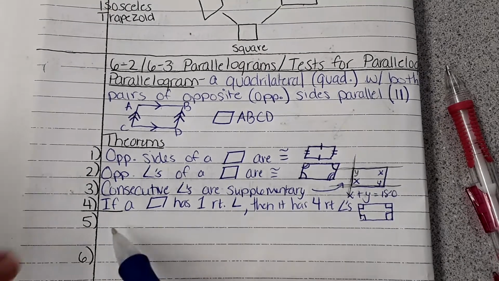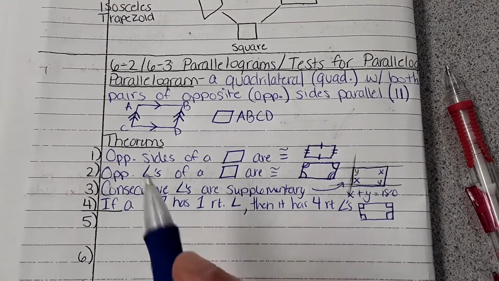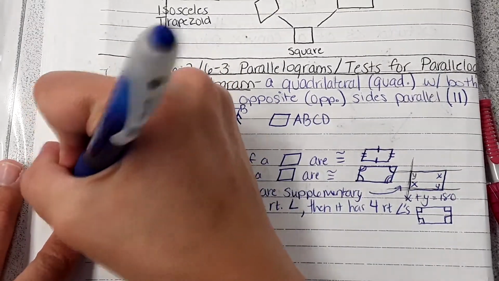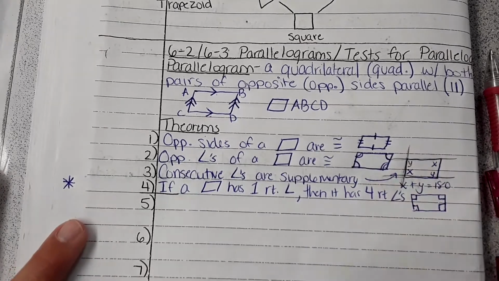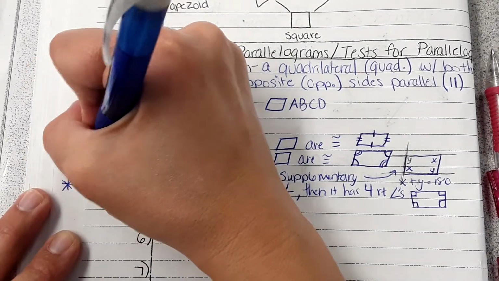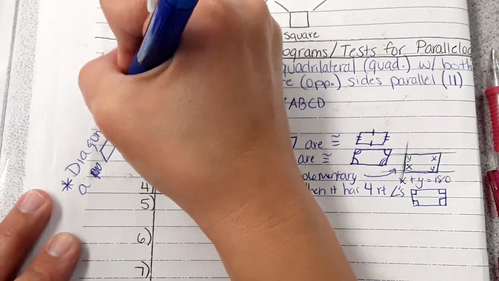5 through 8 I'm going to cover tomorrow. But there's one I forgot. I don't know if I forgot to put it in the list or whatnot, but you do need to know it, and it's this one. I'm going to write it off to the side. Diagonals of a parallelogram bisect each other.